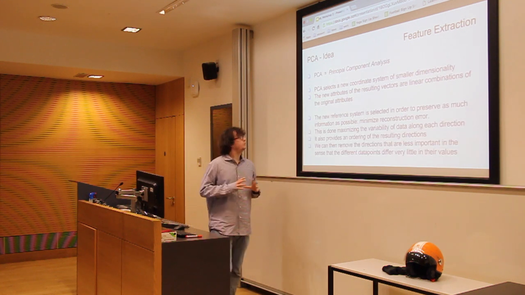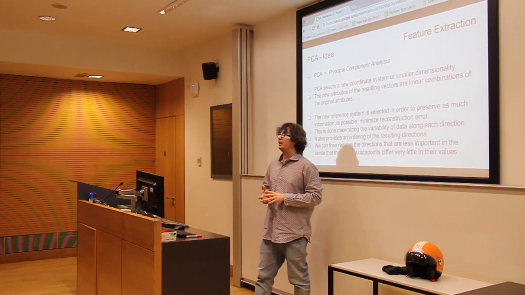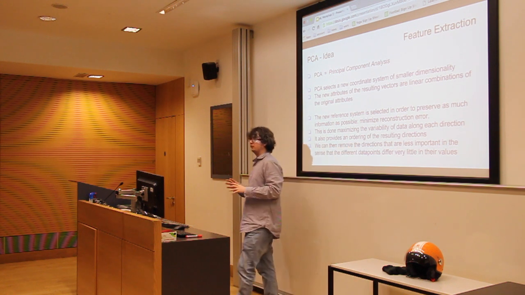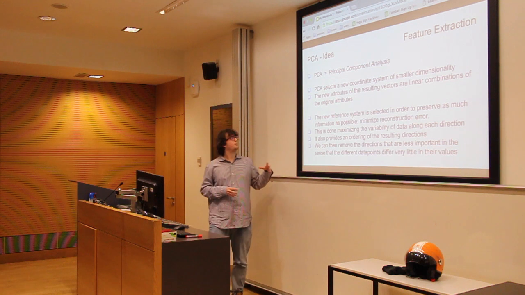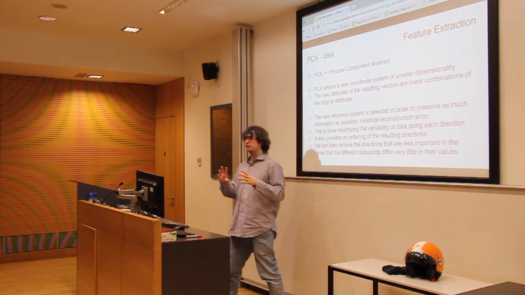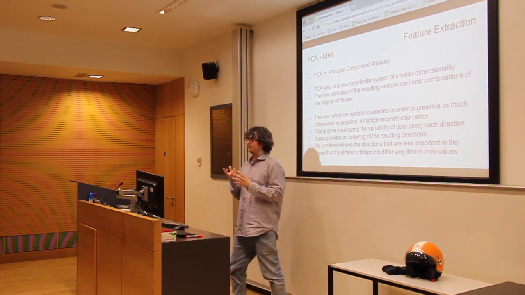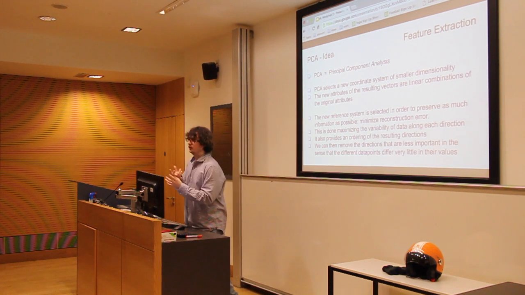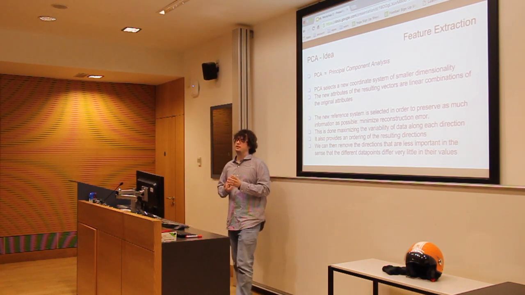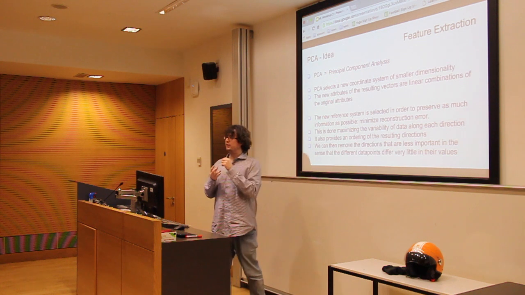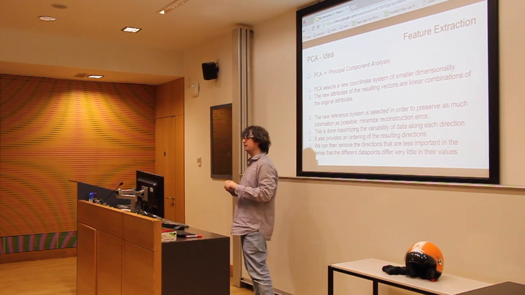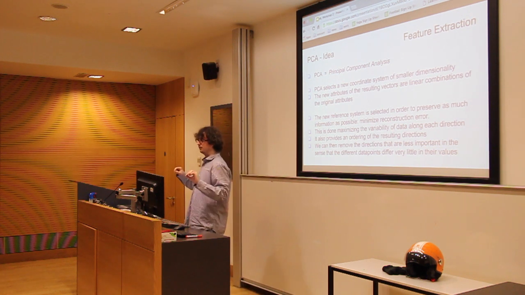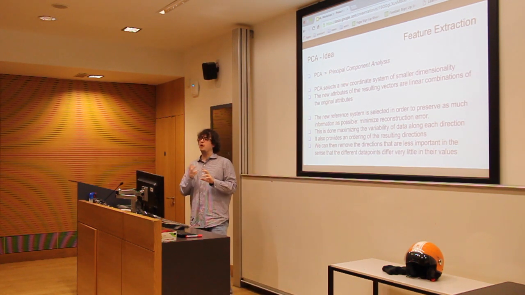One of the most famous feature extraction algorithms is based on the idea of a reference system. What PCA does, PCA stands for Principal Component Analysis, is select a new coordinate system, which is still a set of orthogonal directions, in which each of the new attributes you're considering is a linear combination of the previous elements of the vector, and which is somehow better.